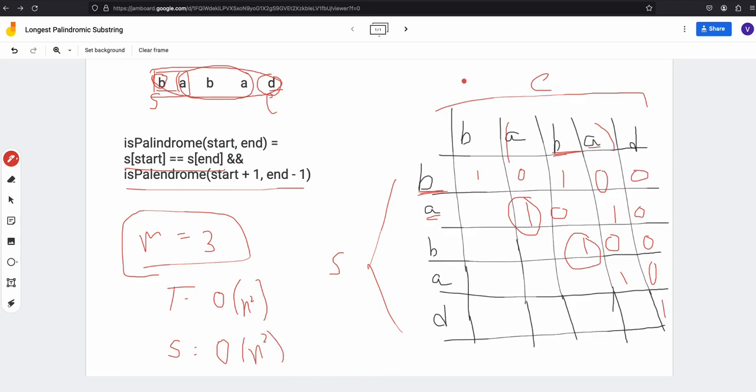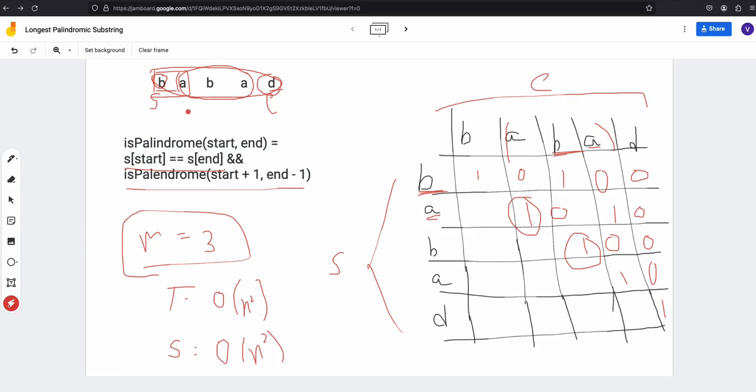Okay, time and space complexity for this algorithm is O of n square. Can we further optimize it with respect to space, because we are using some extra space, right? Unnecessary extra space we are using. Let's think about it.